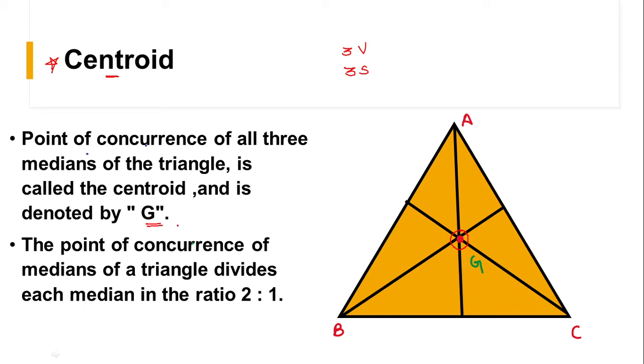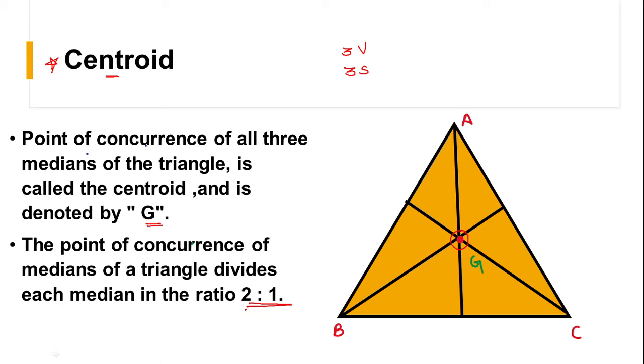Now, what is a centroid? Where the three medians of a triangle meet, that point is called a centroid. They should coincide. All three medians should meet at one point. Now this was the definition. Let's see the property related to the centroid. The point of concurrence of the medians, that is the centroid G, where all three medians meet, divides each median in the ratio 2:1.